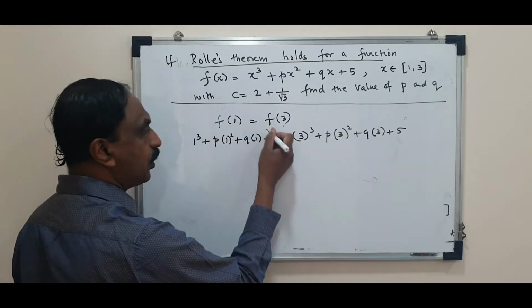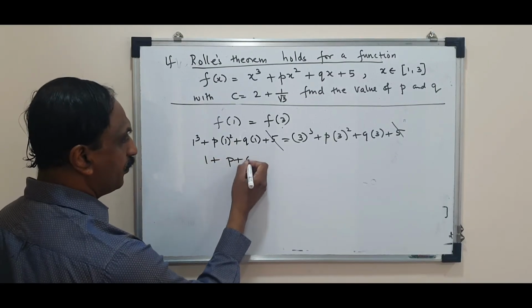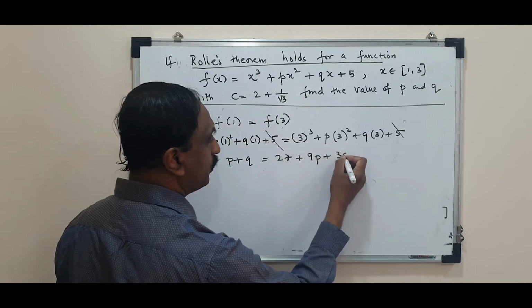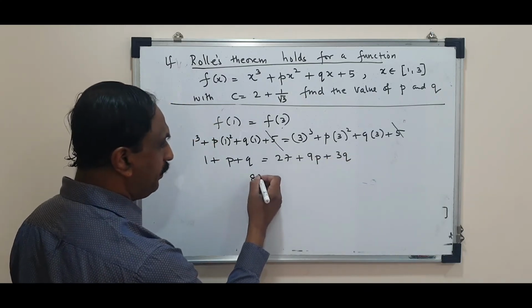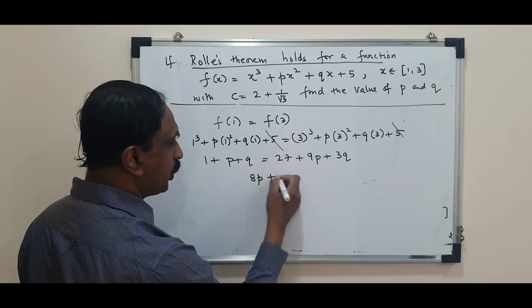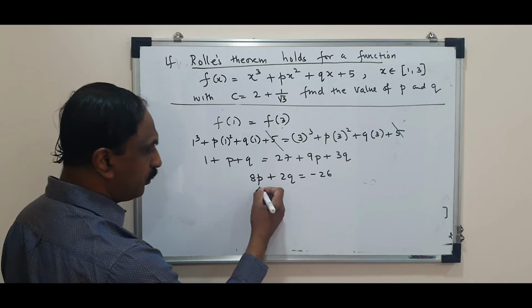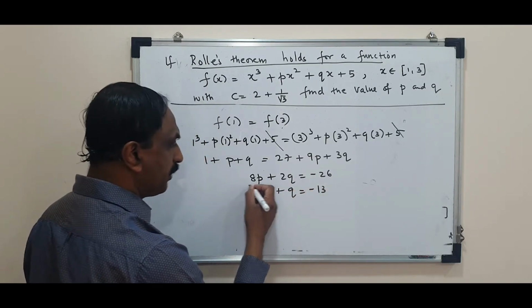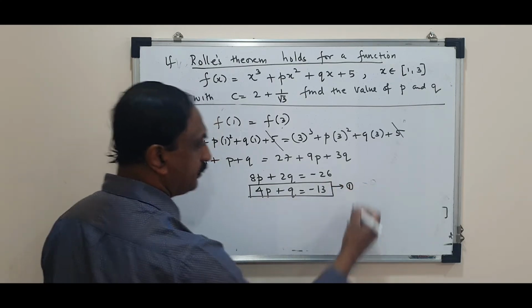Let me cancel these constants. Then 1 plus p plus q is equal to 27 plus 9p plus 3q. From here I can get an equation: 8p plus 2q is minus 26. Dividing by 2, 4p plus q is minus 13. This is my equation number 1.